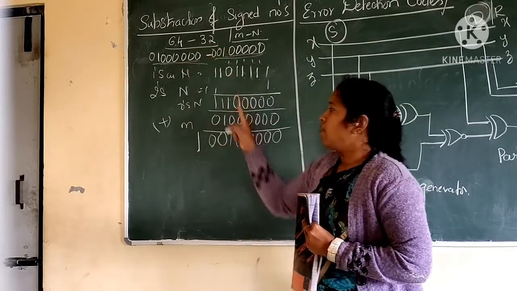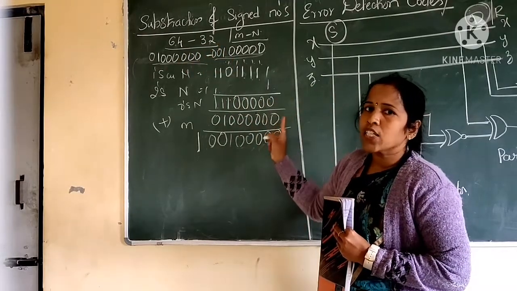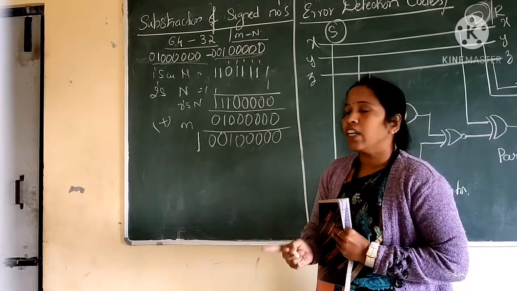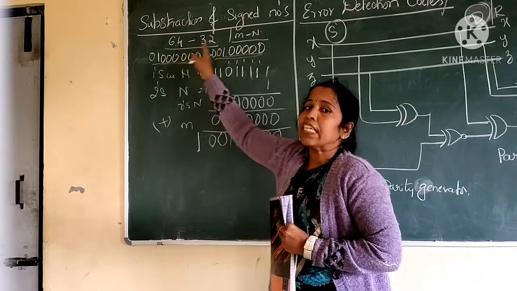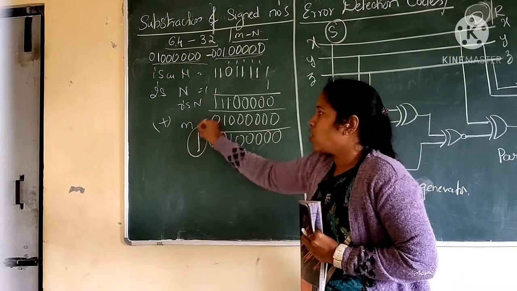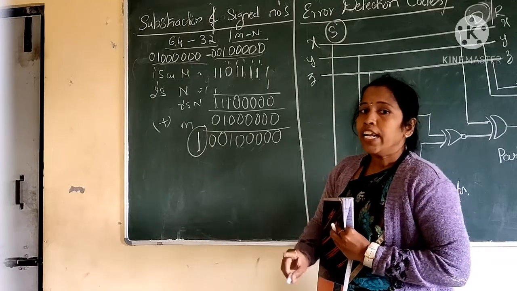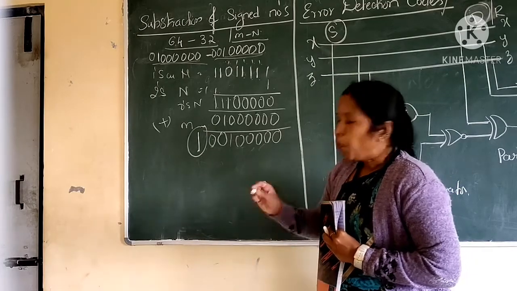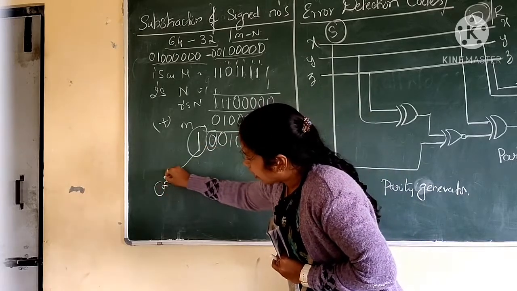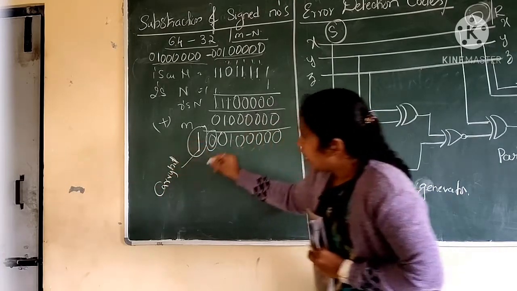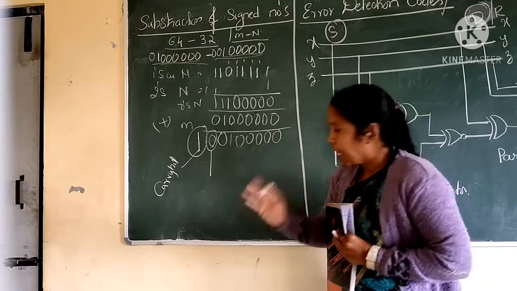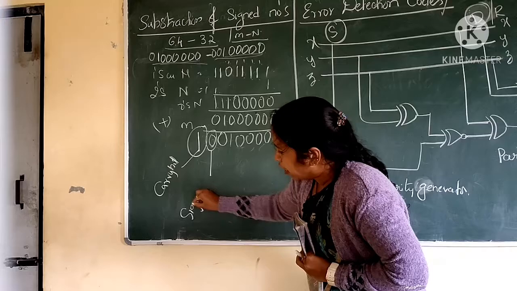The first step I have done is M plus the r's complement of N. Now the second step is checking whether M is greater than N. In this case M is greater than N, so a carry is generated. After this carry bit, one more bit you have to consider. Here 1 is considered as the carry bit. After that carry bit, whichever bit is there is considered as the sign bit.